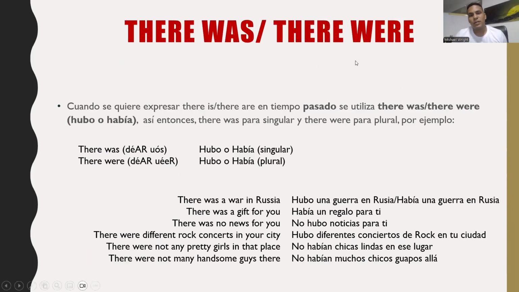There was, there were. So remember that we were seeing there is and there are, right? So there was is the past of there is. And there were is the past of there are, right? Había, habían. O hubo, ¿no? So let's try. There was, there were. Hubo o había in singular, hubo había in plural.